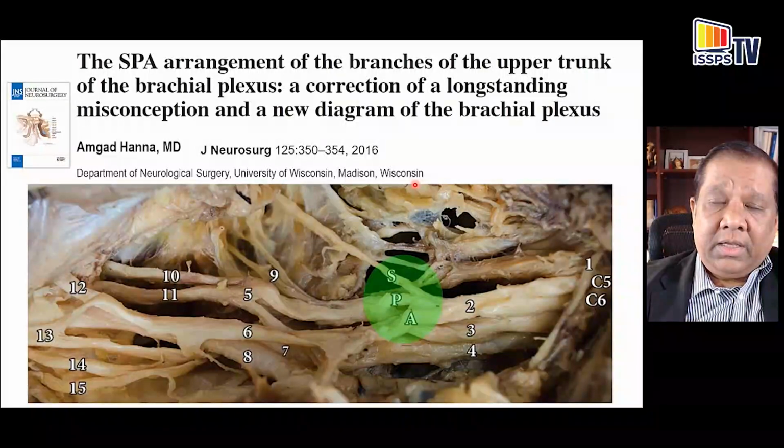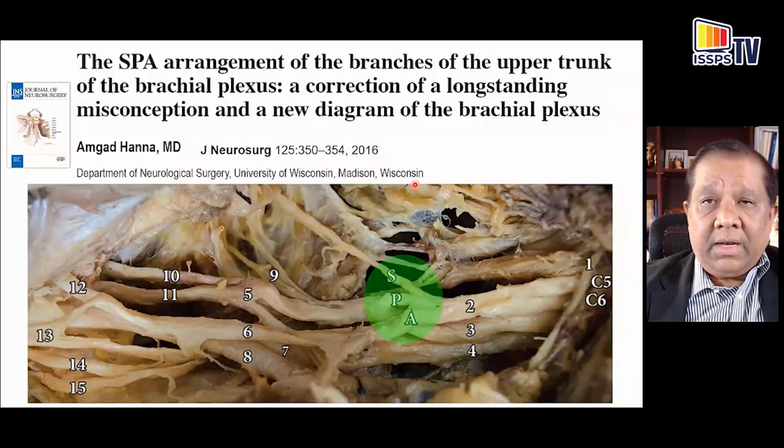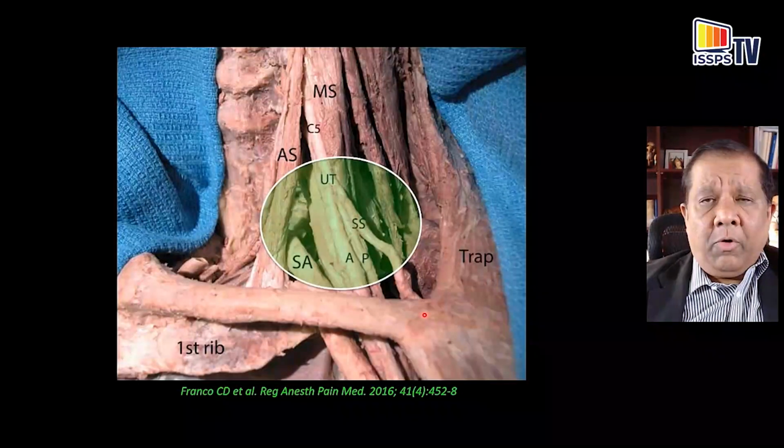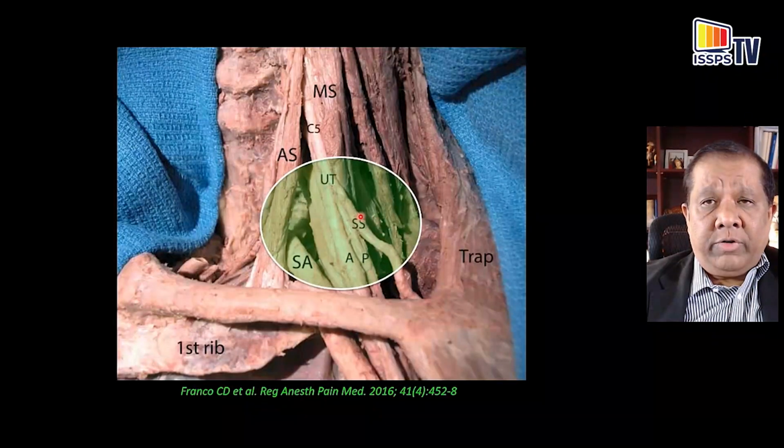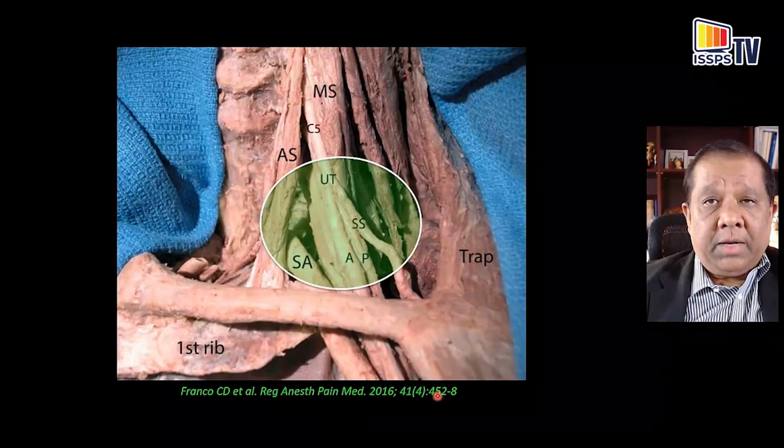In fact, he single-handedly performed these cadaver dissections and challenged what was described in the early 1400s by Vesalius. He challenged this anatomical dictum, saying that the arrangement is not SAP, it's usually in the form of a suprascapular nerve, followed by the posterior division of the superior trunk, and then the anterior division of the superior trunk. So Hanna goes on to describe this as the spar of the brachial plexus. More recent publications represent it as the suprascapular nerve from a lateral to medial direction, followed by the posterior and then the anterior division of the superior trunk. So this is what is often referred to as the spar of the brachial plexus.